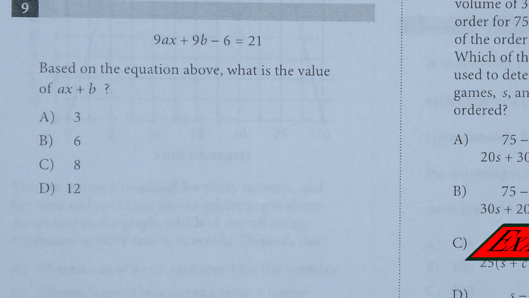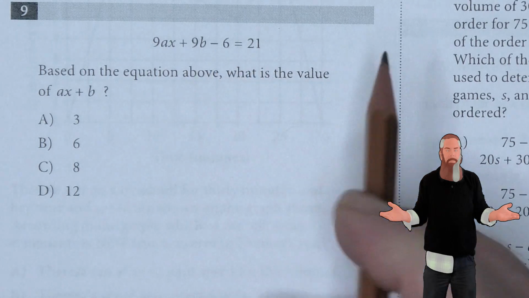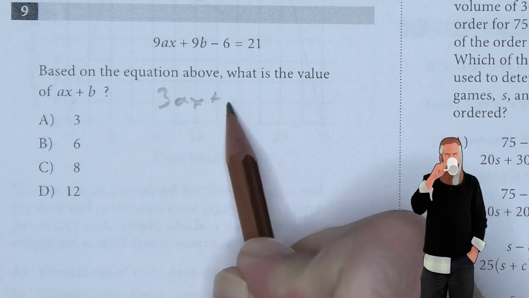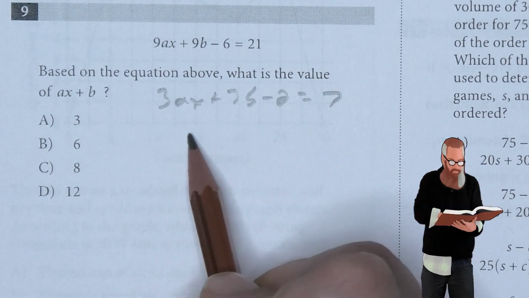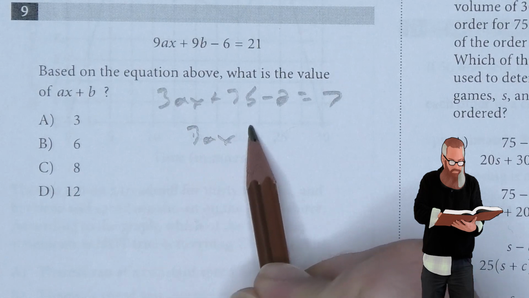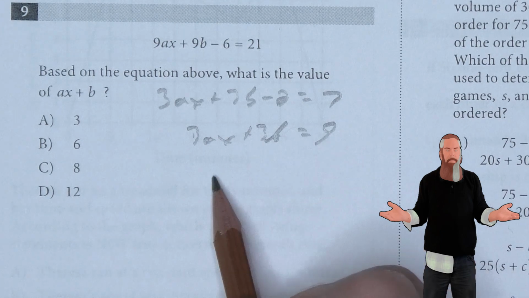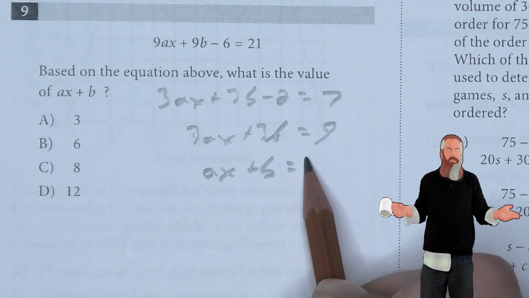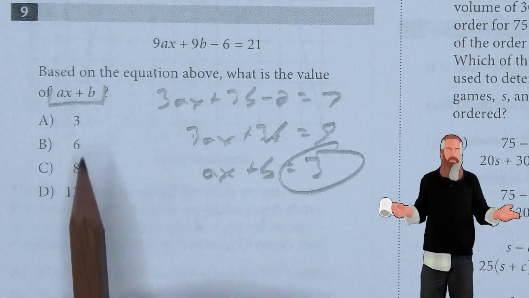Based on the equation above, what is the value of ax plus b? Let's start by dividing all of these terms by 3 just because it has them in common. This is going to give us 3ax plus 3b minus 2 is equal to 7. This means that 3ax plus 3b is equal to 9. Now we can divide everything by 3 again, giving us ax plus b is equal to 3. Now ax plus b is what we were after, and so 3 is the answer.